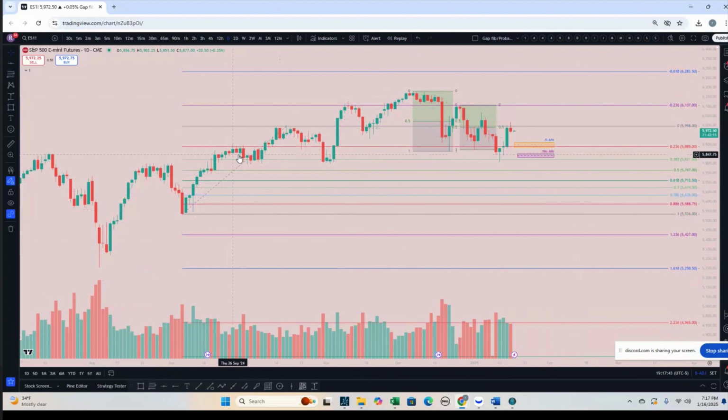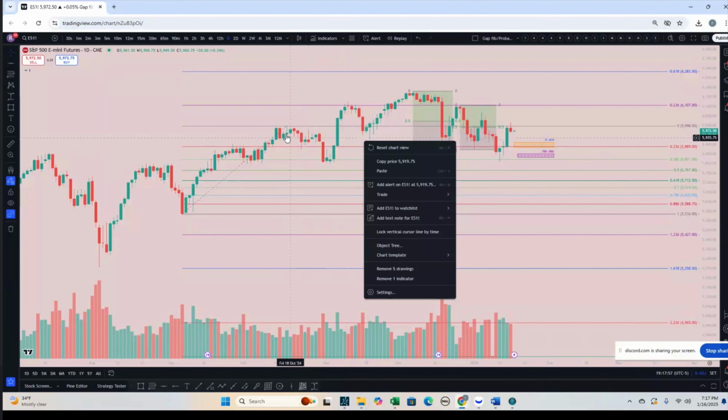Now in this area, what do you have? You have support here, right? You have basing, you have consolidation. A lot of times price likes to go back into consolidation and move back up. What do you see right at this fib extension? See a reversal pattern going back down, right?